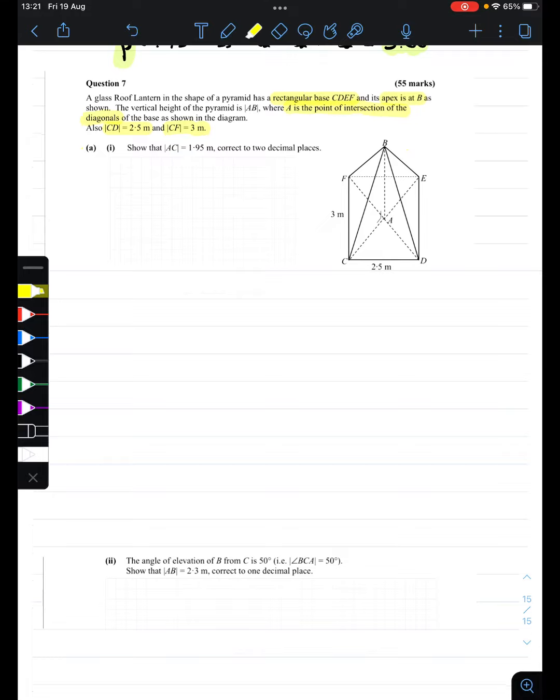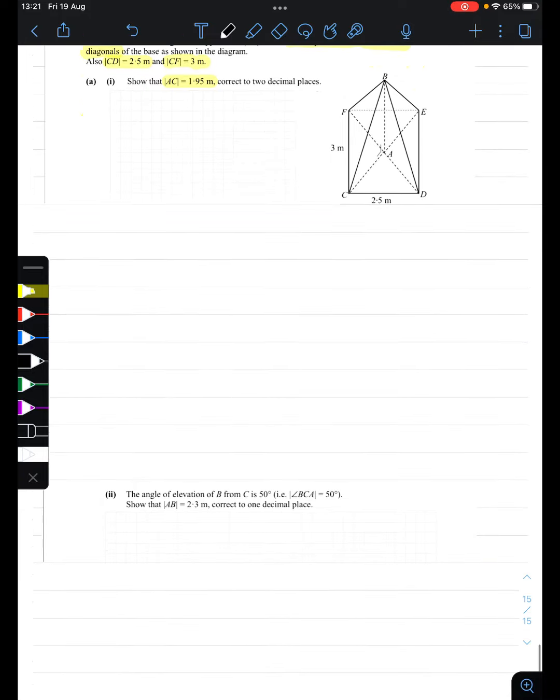So we want to first show that the length of AC, this length here, is 1.95 meters, correct to 2 decimal places.